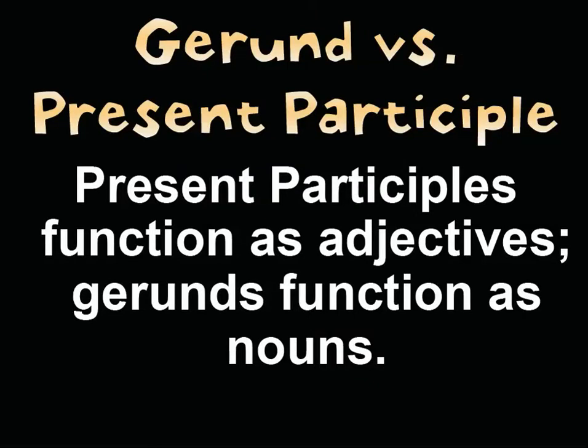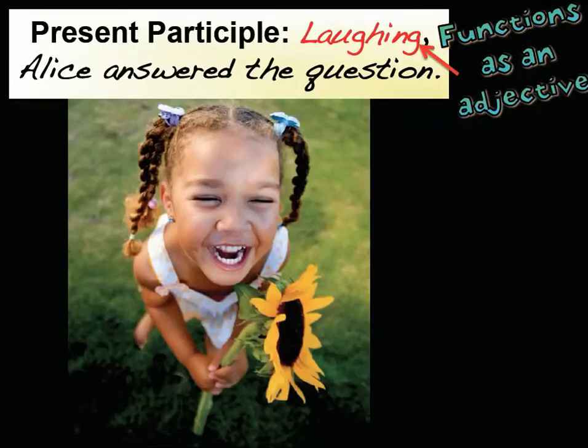So participles were the last phrases we studied, and those also end in -ing. So we just want to make sure we understand the difference between a gerund and a present participle. Gerunds function as nouns, whereas present participles always function as adjectives. For example, this is the present participle: Laughing, Alice answered the question. So laughing is modifying the noun Alice. It's being used as an adjective.